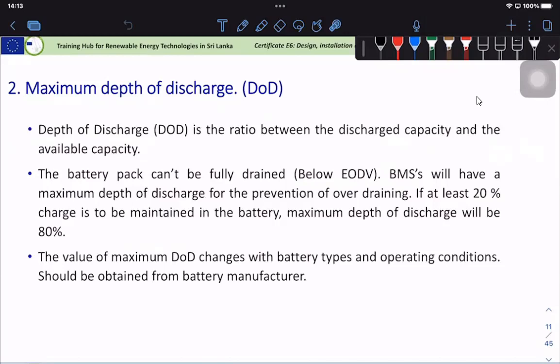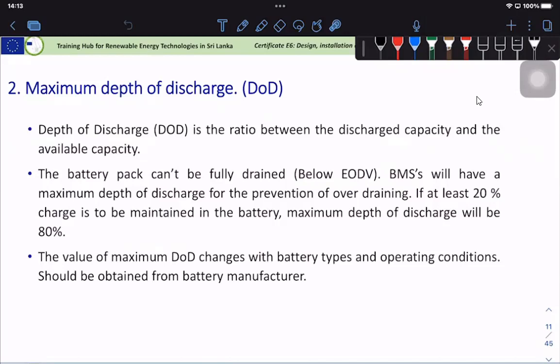The value of maximum depth of discharge changes with battery types and operating conditions. For different battery types like lithium ion and lead acid, we have different maximum DODs, as well as for different operating conditions. For example, when we are operating at elevated temperatures, this 20% should be increased for more safety of the battery, right?